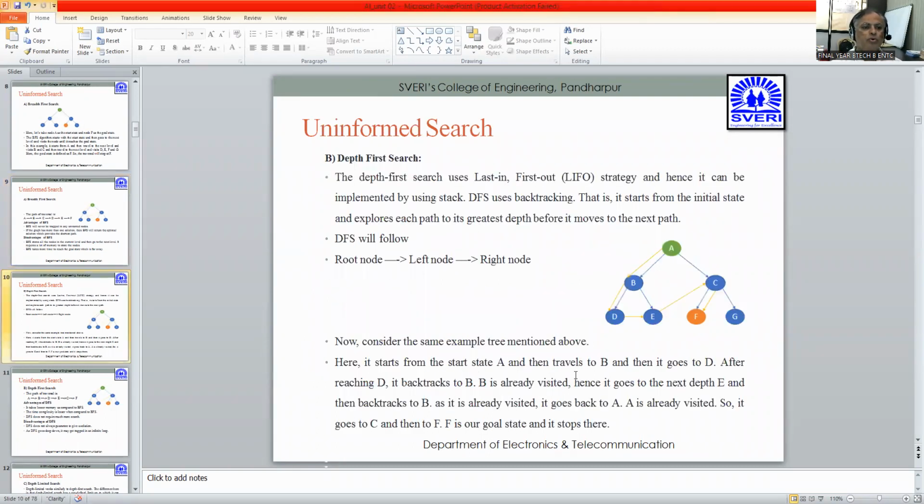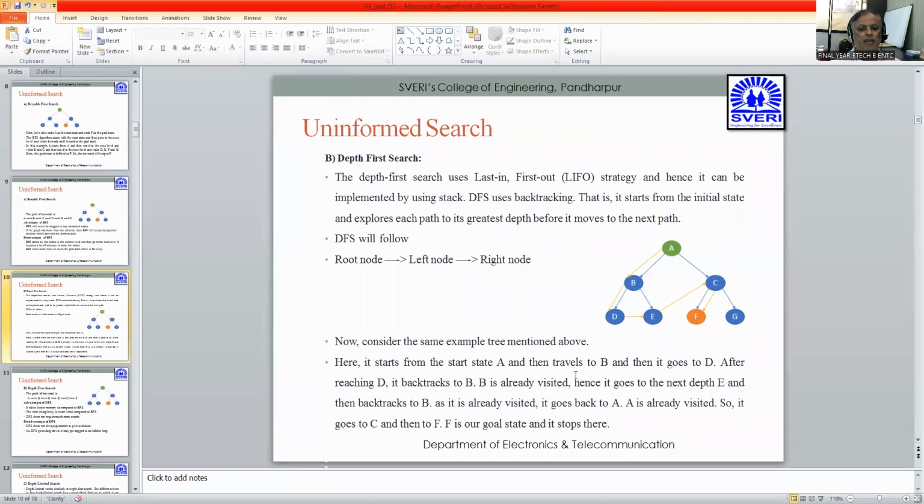Then we went on to depth first search. It is based on a LIFO strategy, that is last in, first out. And one more different thing in this search is that it goes backtracking. That means it will start from the initial state, explore each path to its greatest depth, and then move to the next path. So it will start from the root node to the left node, and then it will move to the right node.